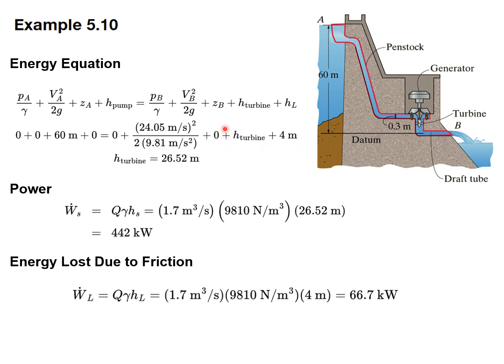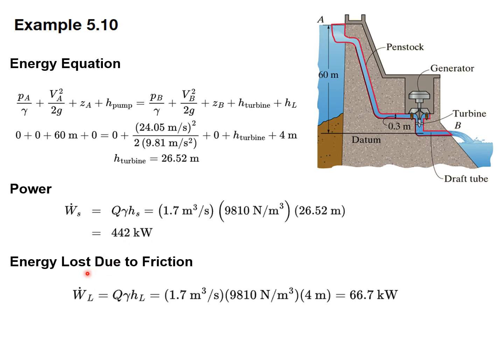We don't know what the H of the turbine is. That's what we're trying to find. And H of L, remember, is the friction term that we were told is 4 meters. So the only thing we don't know is H turbine, so we calculate what that is. It's 26.52 meters. Our book gives us an equation for power in a turbine. It's the Q value times gamma times the head. Q is 1.7 cubic meters per second. Gamma, we're told. The head we just calculated. So we can calculate the power to be 442 kilowatts.